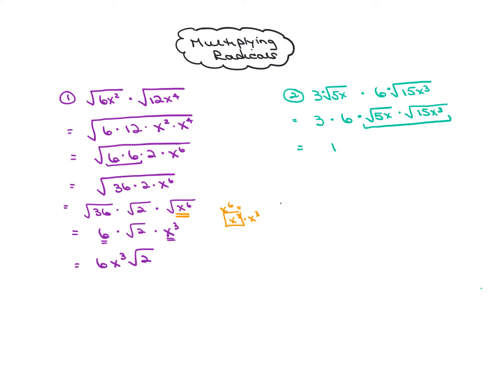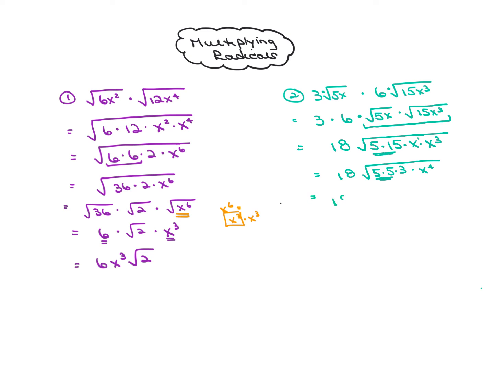3 times 6 is 18, times 5 times 15 times x times x cubed. Again, since I know I need to simplify, I notice that I could multiply 5 times 15 and then simplify it. But since 15 is 5 times 3, I'm going to write it like this because I see right away I'm going to have that perfect square factor of 25 times x to the 4th. Multiplying powers with the same base, add the exponents.